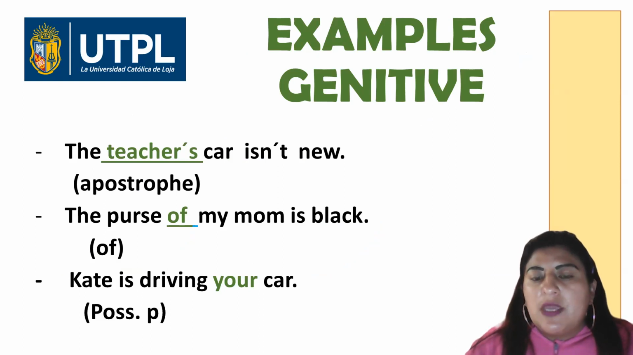The purse of my mom is black. In this case, we have the preposition of, which shows ownership. It is underlined, of, that is the genitive case. Kate is driving your car. In this case, we use a possessive pronoun, that is your. And also, the sentence is in singular. For that reason, I use the verb in singular.